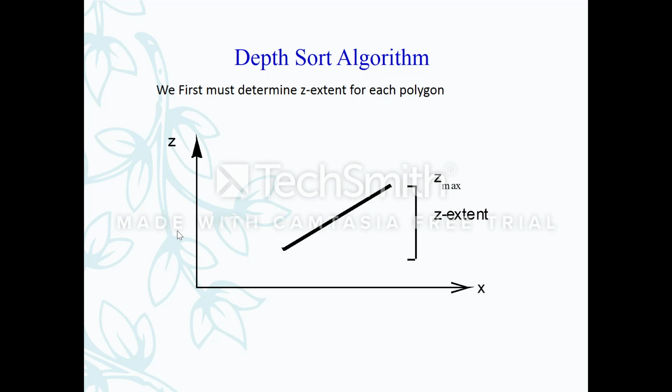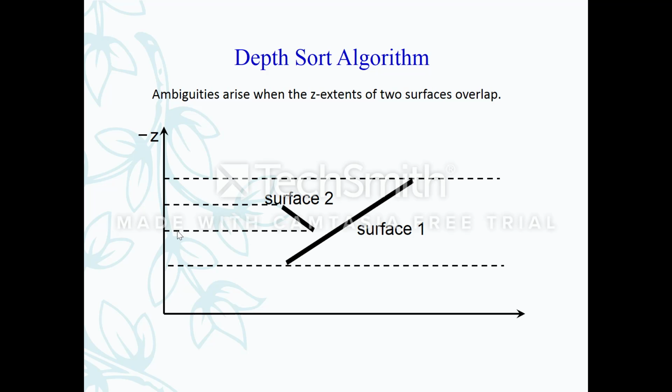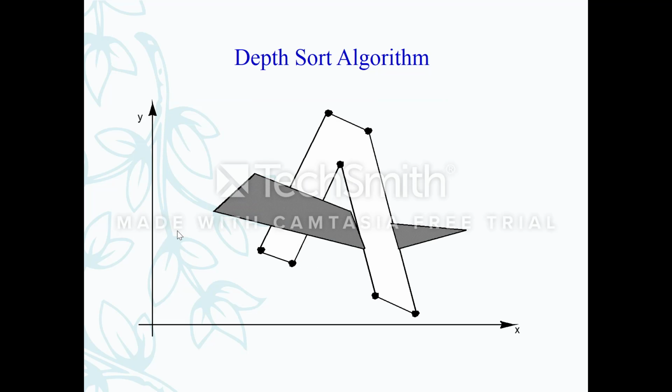Ambiguities arise when, as you can see here, the range between the minimum and maximum z coordinates of surface 1 includes the minimum and maximum of surface 2. The minimum and maximum of the z coordinates correspond to this image. So there is some intersection of the surfaces.